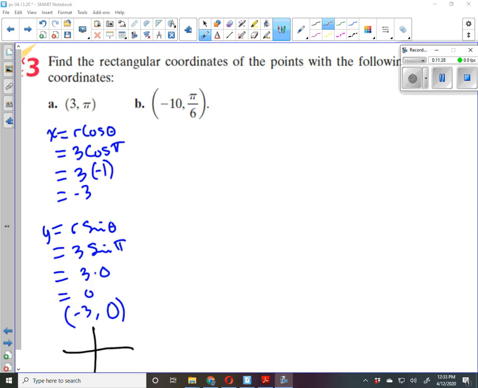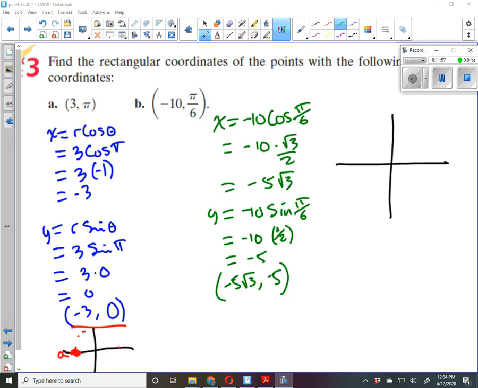Okay, again, stop the video and take a look at this. See if you can follow what we did. All we're doing is plugging numbers in. You know that 3 rotated pi units puts that, here's 3 units rotating all the way over here, puts that here. That's A, right? Or negative 3, 0 puts that in the same location. All right, stop the video and try B.